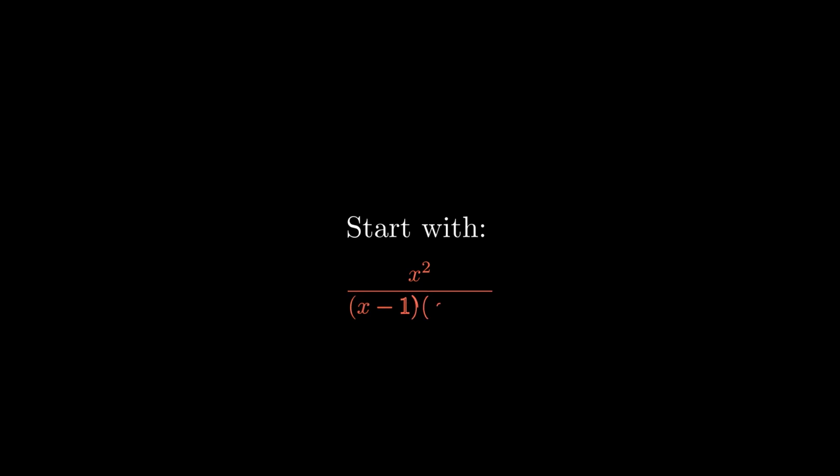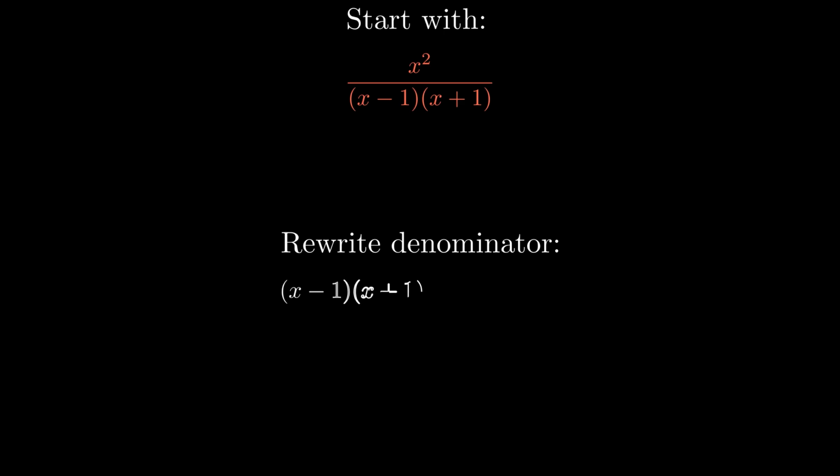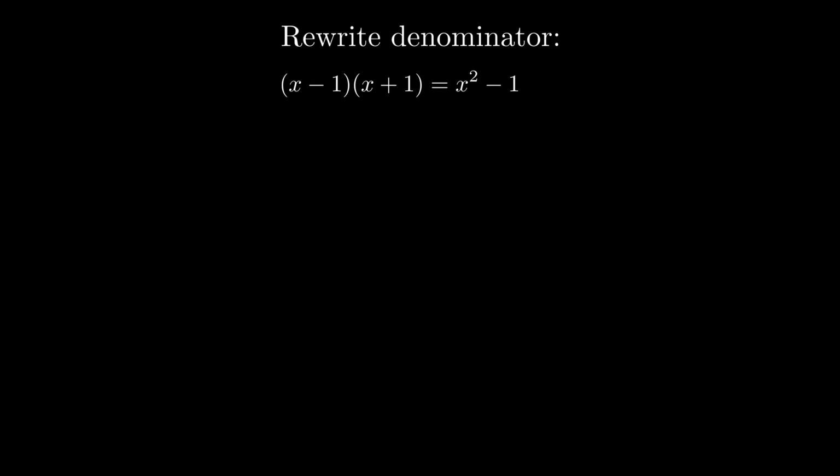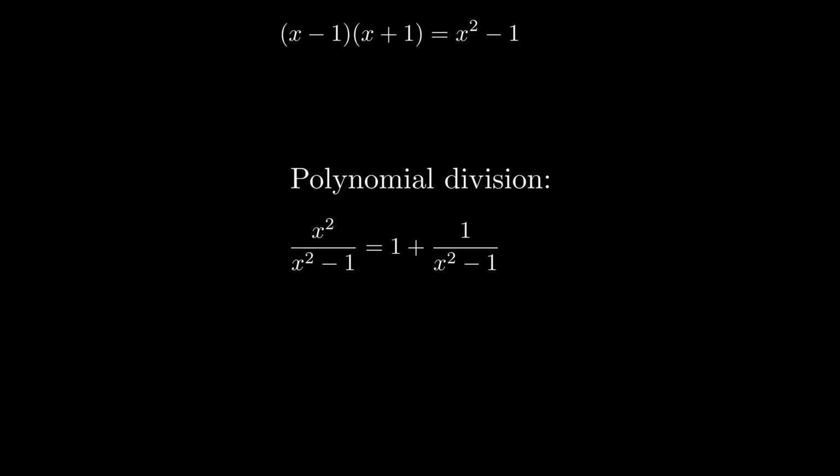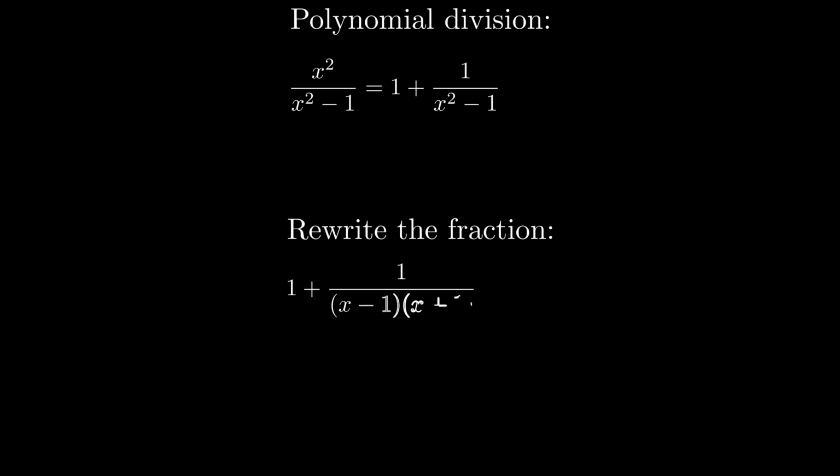We start with x squared over x minus 1 times x plus 1. Multiply the denominator to get x squared minus 1. Divide x squared by x squared minus 1. The answer is 1 plus the remainder over denominator. Rewrite the remainder fraction as 1 over the original factors.